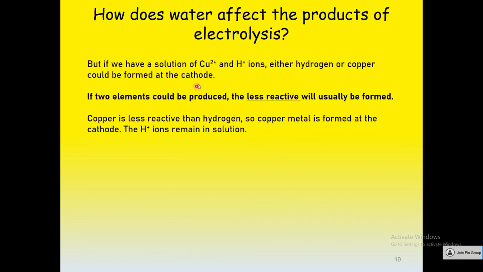But if we had, let's say, copper 2+ ions and hydrogen, in principle, either hydrogen or copper could be formed at the cathode. The less reactive one is now the copper. So in that case, copper would be produced at the cathode, the copper metal would be deposited there, and the hydrogen ions remain in solution. No hydrogen gas is produced.